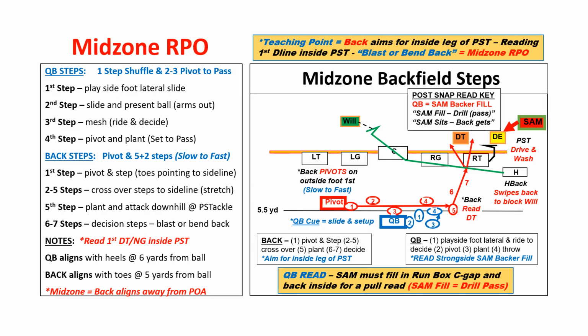Mid zone steps are going to be exactly like stretch, so now we get this overlearning of technique. Same with the quarterback. Difference is the H-back's going to go block that Will backer on the swipe technique, and now we'll read the strong side Sam backer.